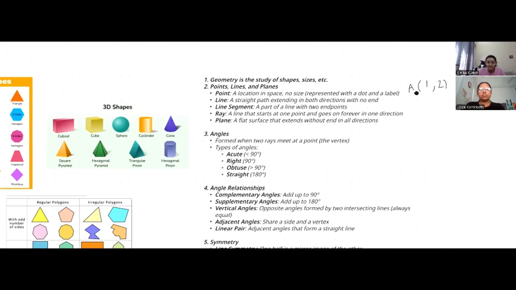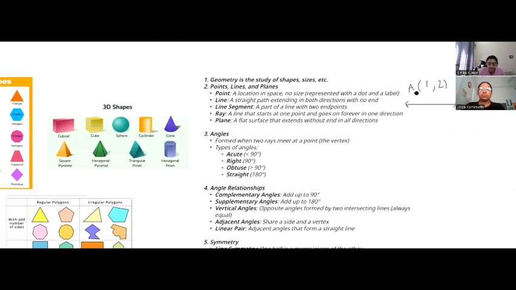And then a line is just a straight path extending in both directions to infinity. So just that, both of these sides, and an arrow represents going to infinity. So that is a line.